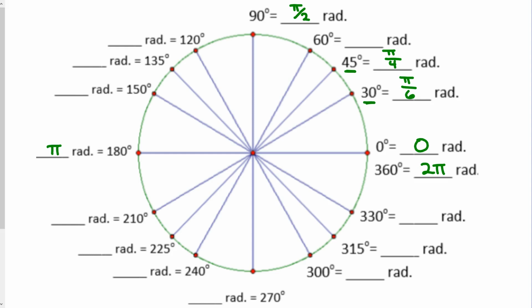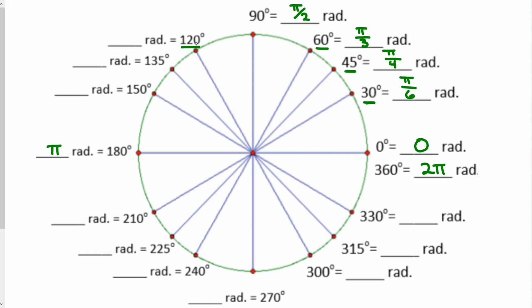60 degrees is 1/3 of 180, so we have 1/3 of pi, so that's pi over 3 radians. So all of the ones that we've filled in so far are really good ones to memorize, and you're going to use them more often than the others, and so you might just accidentally memorize them just because you're using them so much. Now let's work our way around to 120 degrees.